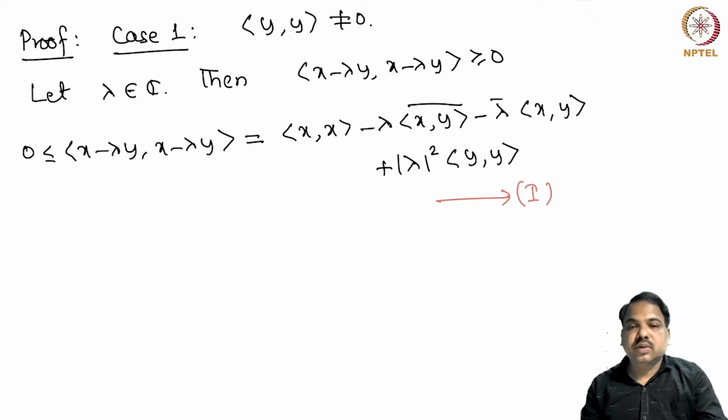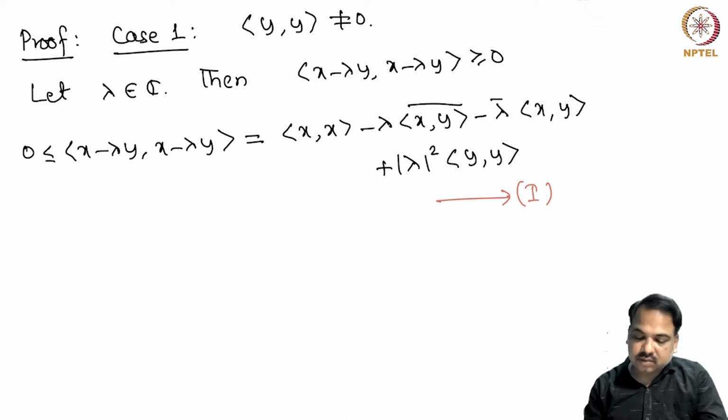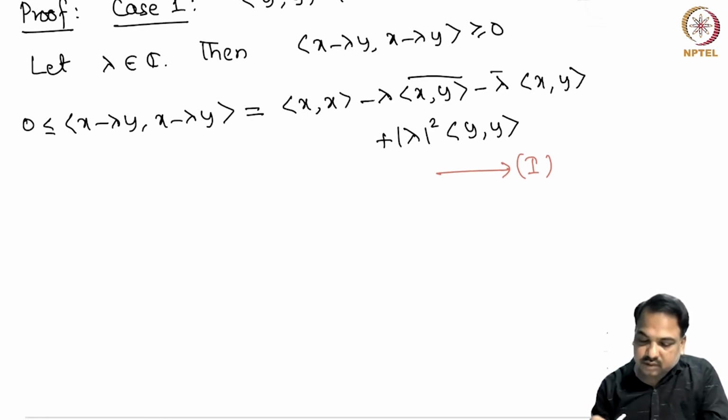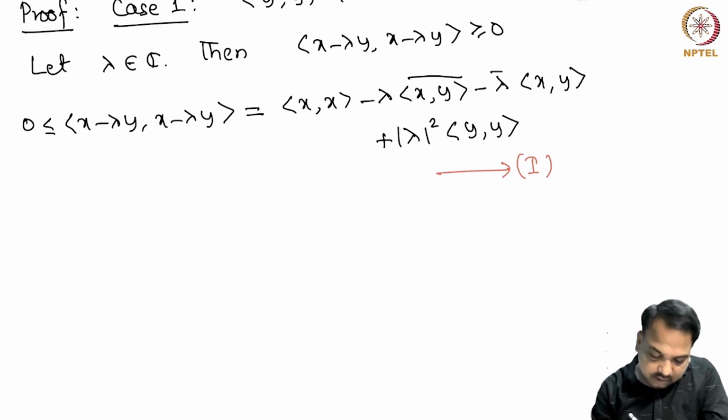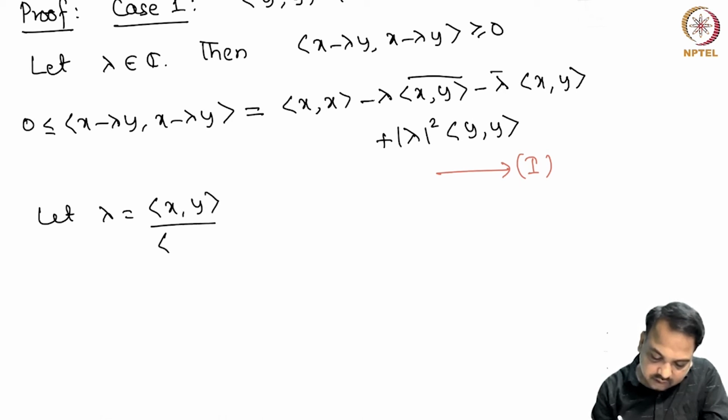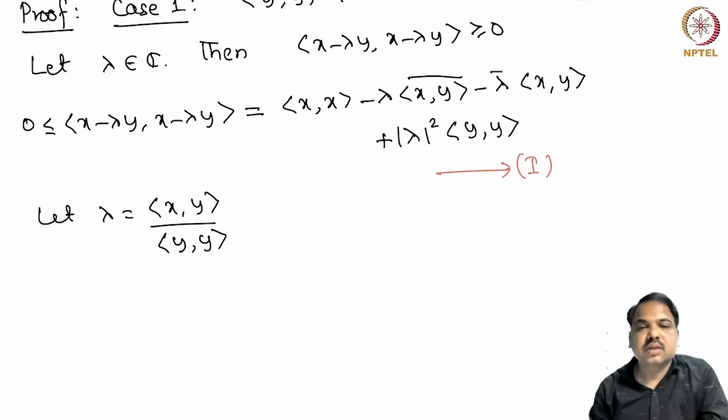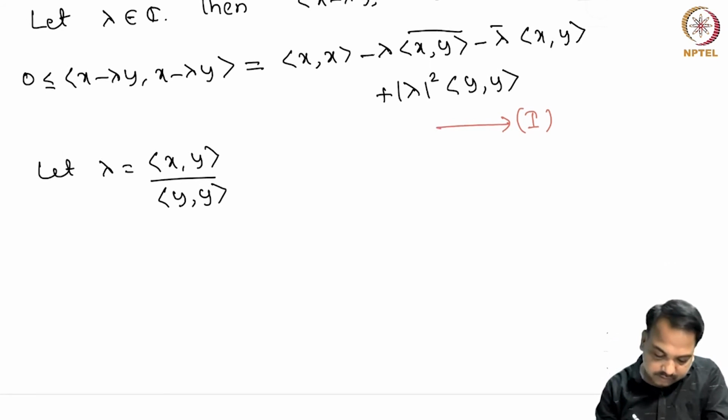Now to get rid of the mixed terms, the middle terms, we can substitute lambda equal to some number which depends on x and y, so that the middle terms vanish. So the suitable choice here is: let us take lambda to be the semi-inner product of x with y divided by the semi-inner product of y with y. We know that this is non-zero, so this makes sense.